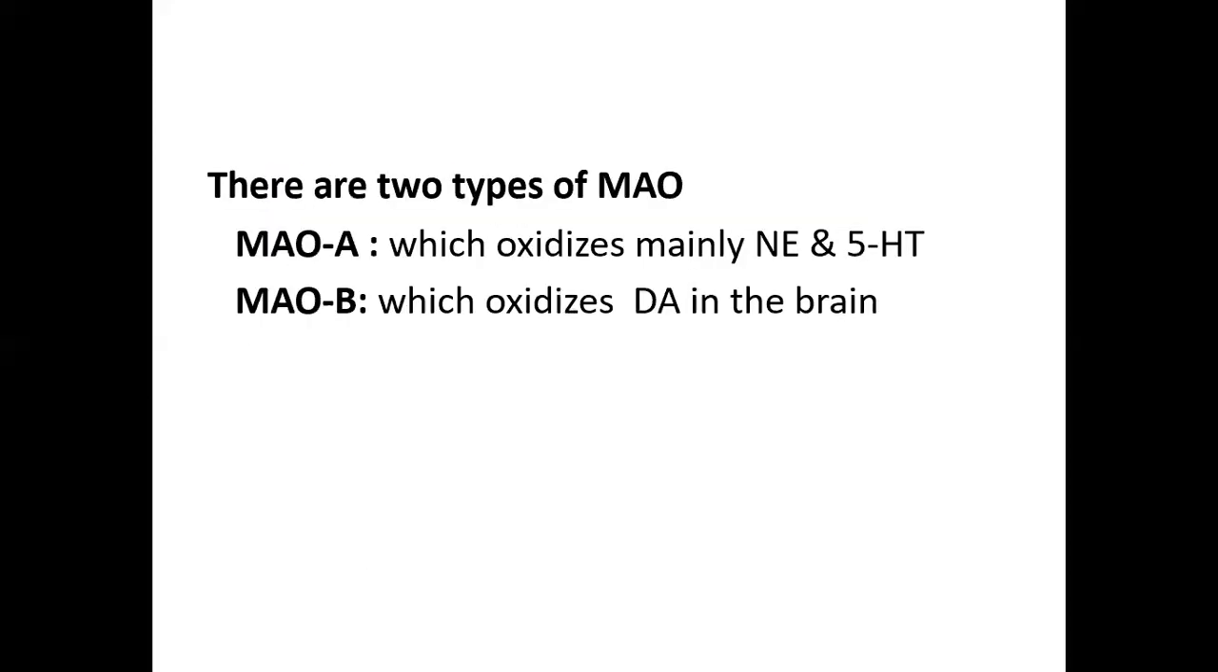As I've told you, these catecholamines are degraded by MAO. So MAO is of two types, monoamine oxidase A as well as B. Monoamine oxidase A mainly oxidizes norepinephrine and 5-HT, and monoamine oxidase B oxidizes dopamine in the brain.